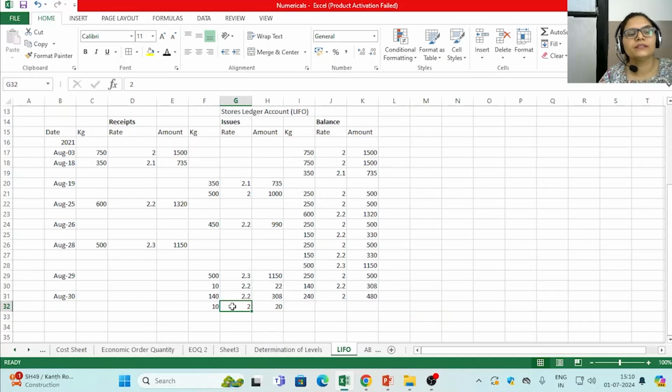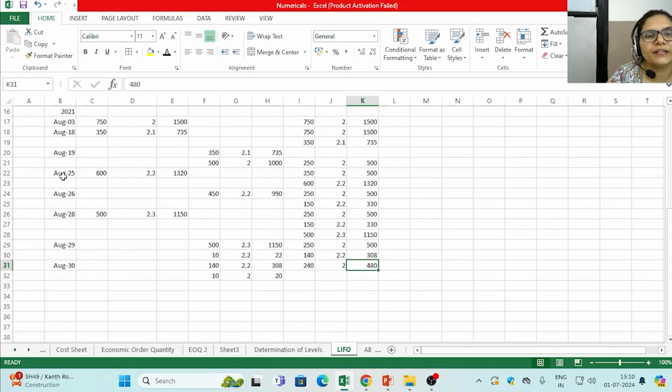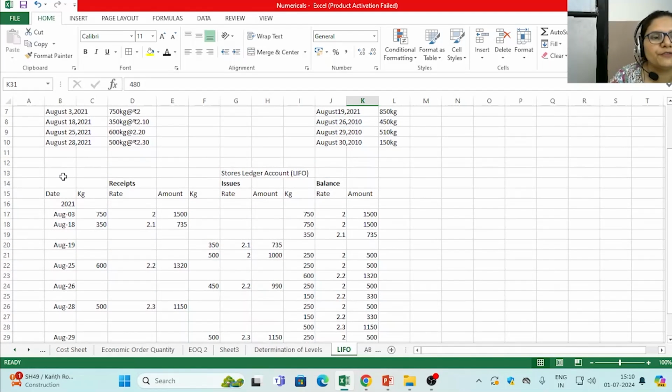So on August 30, we are left with a balance of 240 at the rate of rupees 2, which makes up an amount of 480. So this is a method of a LIFO approach. If you have not understood, again, I will explain it for your sake.